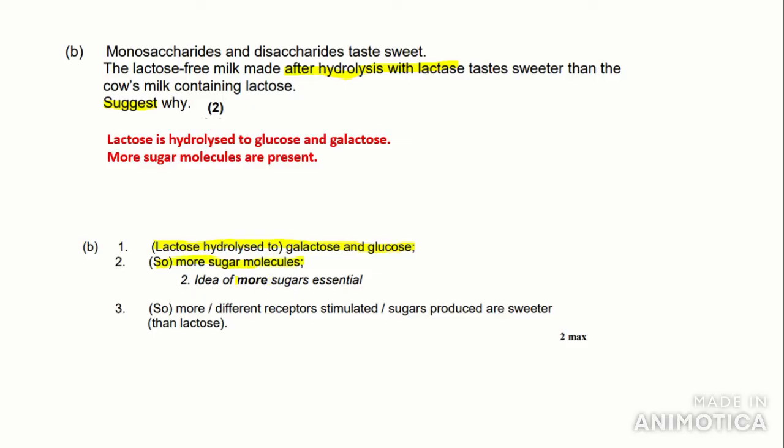Now, here it highlights the word more, so you need to include that somewhere in your answer to get the mark, so you can't say there are lots of sugar molecules. It's comparative, so you need to say the word more. And then there's this idea, so more / different receptors are stimulated / sugars produced are sweeter. But you're more likely to write somewhere along the lines of this.